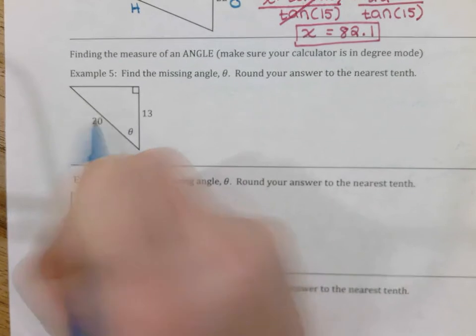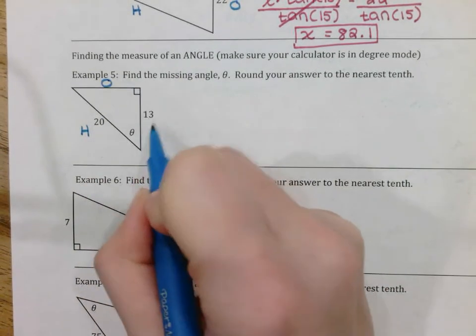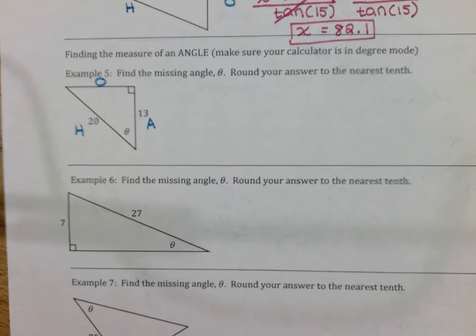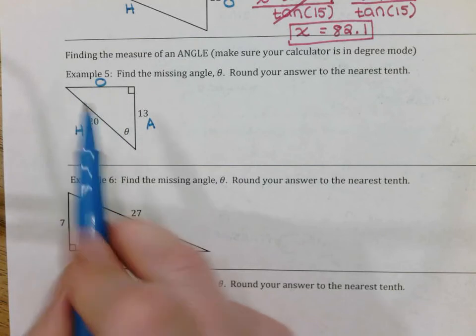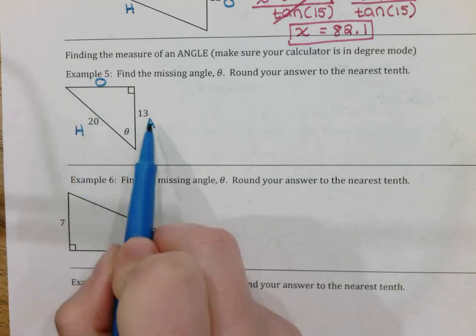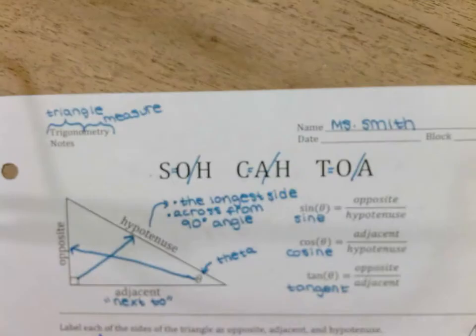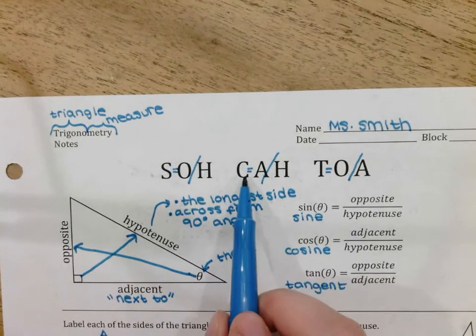Okay, so let's see. 20 is our hypotenuse. This will be opposite. And then we have adjacent. So again, we want to figure out which trig function we're using. We don't have an opposite side, but we are provided the hypotenuse and the adjacent side. So which one deals with A and H? Well, that's this piece, and the C stands for cosine. So we know we're going to use cosine.